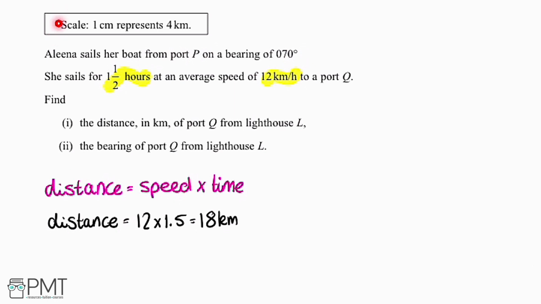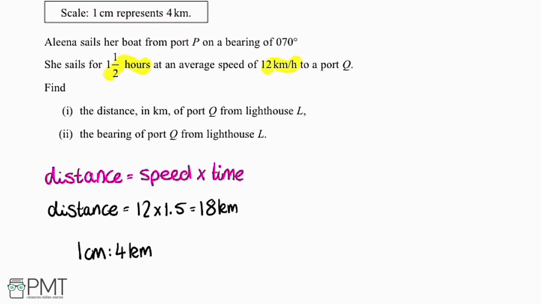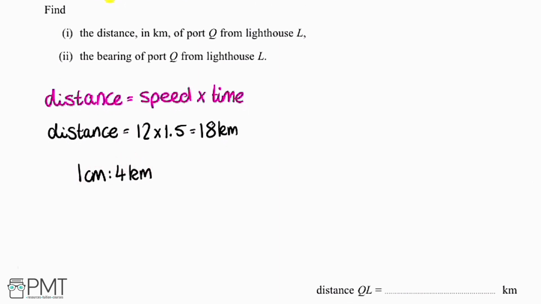So we're going to have a look at our scale. Our scale says that 1 centimeter represents 4 kilometers. So since 1 centimetre is 4 kilometres, if I multiply by 18 divided by 4, which is 4.5, here we get 18 kilometres. Because this is like a ratio between centimetres and kilometres, we can do this to this side as well. So 1 multiplied by 4.5 is just 4.5. So our 18 kilometres on our scale drawing is represented by 4.5 centimetres.